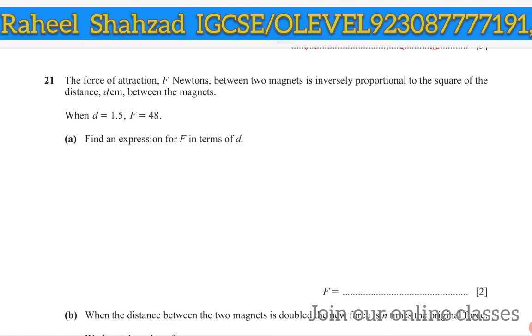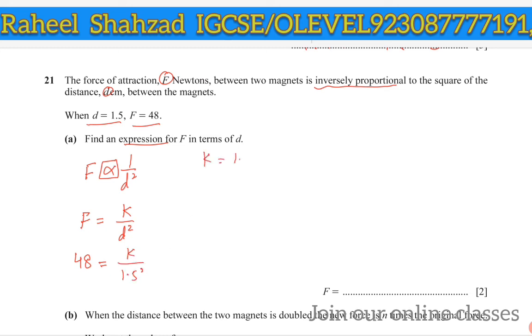Then the next part says the force of attraction F newtons between two magnets is inversely proportional to the square of the distance. We know that whenever we remove the proportionality sign, we put equals and k over d square. First of all, our task is to find an expression. That means we need to find k. So d is 1.5, F is 48.